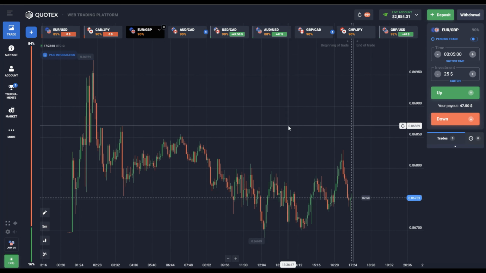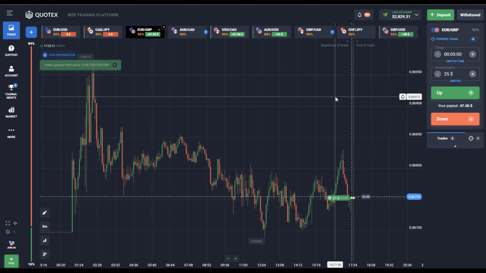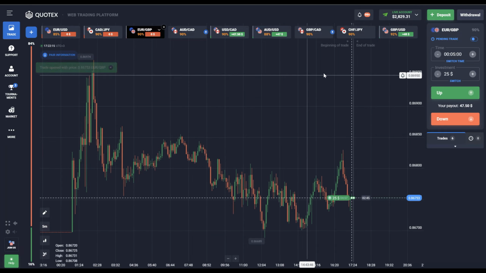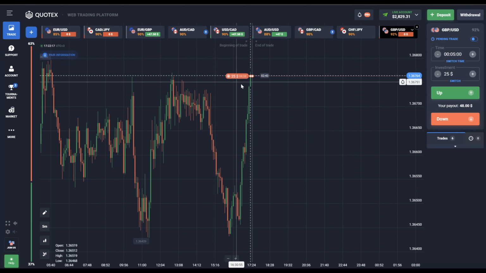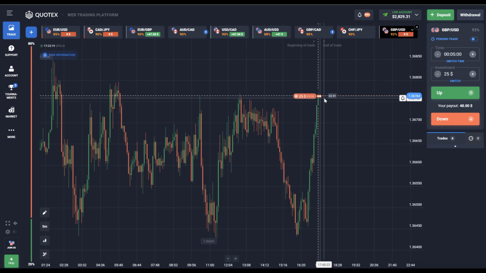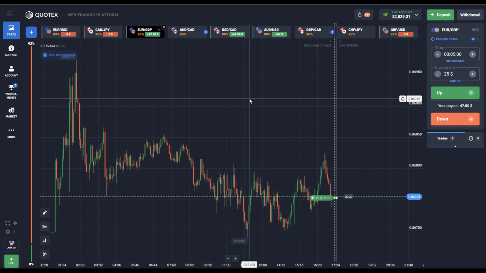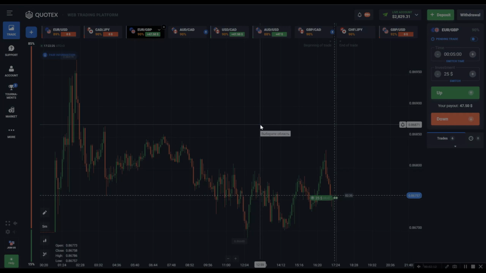By the way, Euro British pound is probably worth opening for an increase. Why do I think so? Because British pound US dollar, we have a trade for a decrease there. There's a good signal that the price will fall, so accordingly, on the Euro British pound, the situation will most likely be completely the opposite.